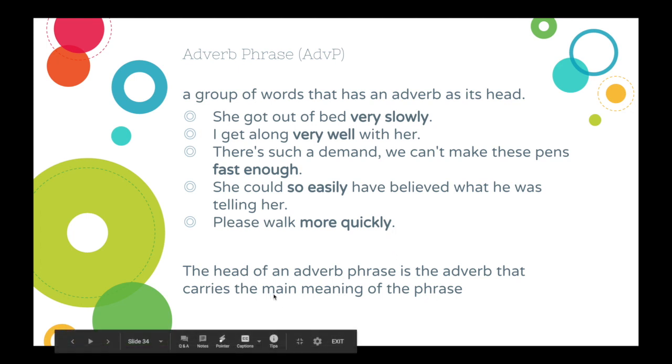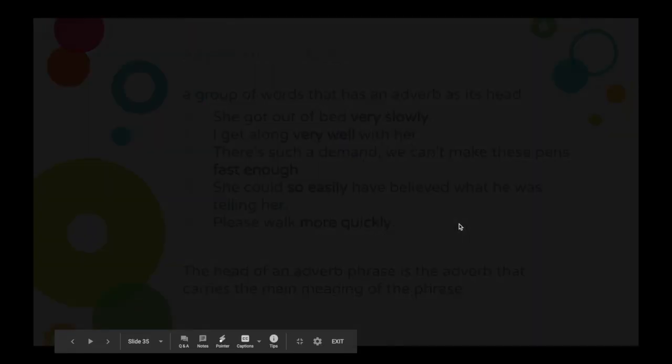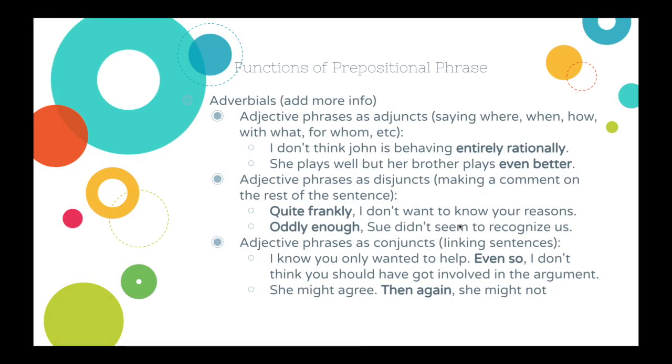Yeah, the main meanings: quickly, easily, enough, well, and slowly. And then what do they do? It's kind of similar to the prepositional phrase. They are still adverbials; they add more info. As adjuncts, for example, entirely, rationally, it describes how, even better, how again.